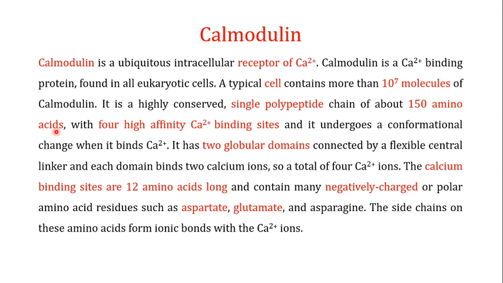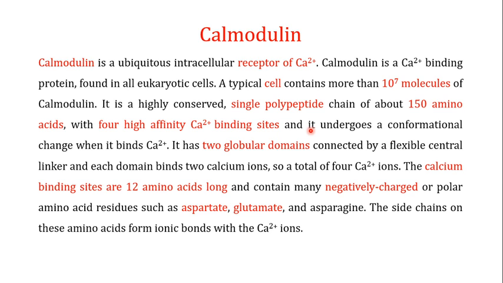Now this calmodulin is a highly conserved single polypeptide chain made up of about 150 amino acids, and a single calmodulin polypeptide has the ability to bind 4 calcium ions. It means that the single polypeptide of calmodulin has 4 high affinity calcium binding sites. When the calcium binds to it, the calmodulin undergoes a conformational change, and then it is going to interact with its substrate that we will discuss in a while.